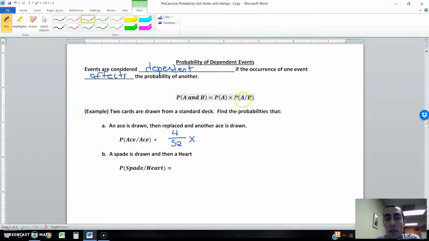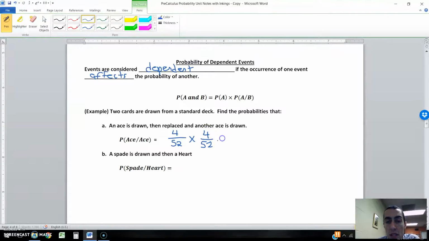Then the probability of event B happening after A. After the first ace is drawn, it gets replaced into the deck. So because of that, we have 52 cards in the deck again. Then another ace is drawn. Since we put that first ace back, we have, once again, 4 aces in the deck.